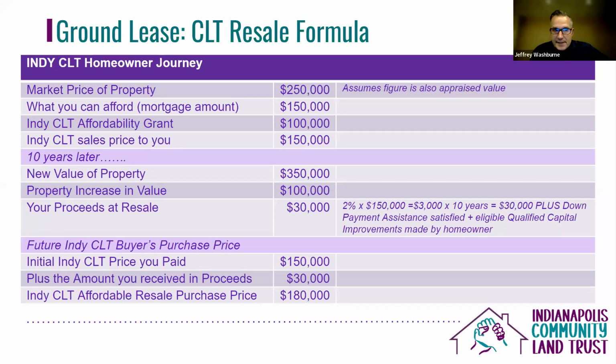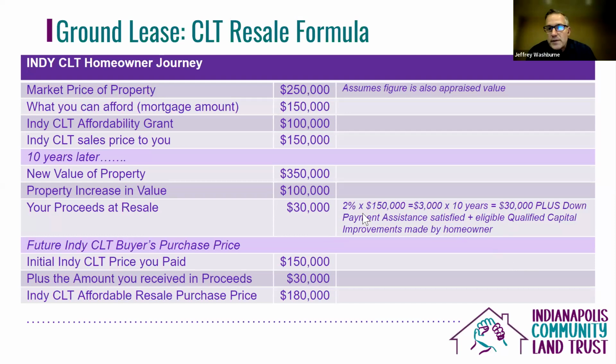But if and when we decide to sell, in the example here, we're assuming it's 10 years later, let's assume that the home value has now increased to $350,000. So it's gone up in value. What that means for a 2% fixed rate resale formula is that we are going to receive 2% of the effective affordable price that we paid, or $150,000. So for every year that we've lived in the home, we will receive $3,000, multiplied by the number of years that we've lived in the property, 10 years, equates to $30,000. So we would receive $30,000 when we went to sell our home 10 years later.